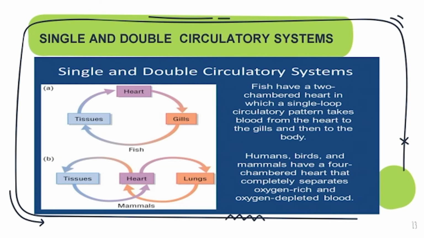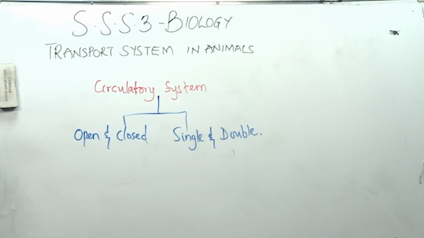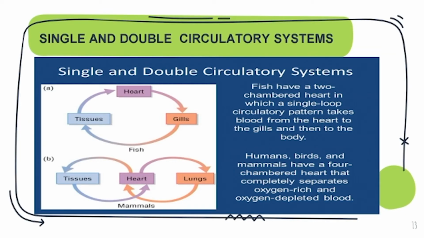Now, the word single and the word double, it's as a result of the number of times that blood is going to pass through the heart. That is what we use in classifying the circulatory system into single and double. So for organisms in which the blood will just pass through the heart once, when they make complete circulation, we refer to that circulatory system as single circulatory system. While in organisms where the blood will pass through the heart twice before it makes complete circulation, we refer to it as double circulation.